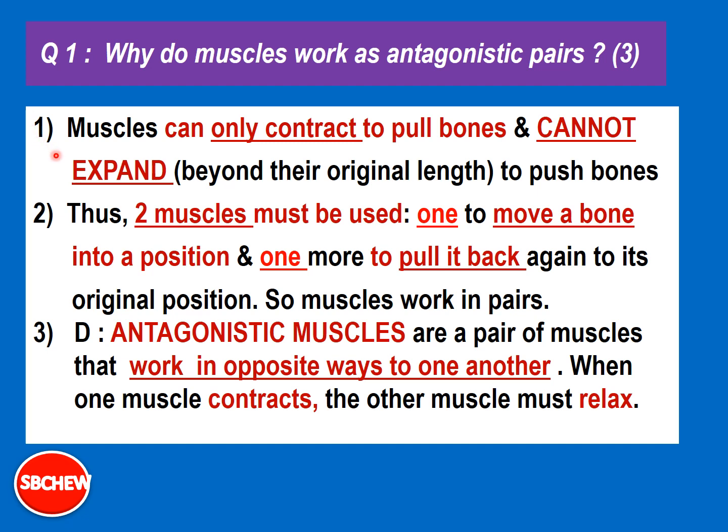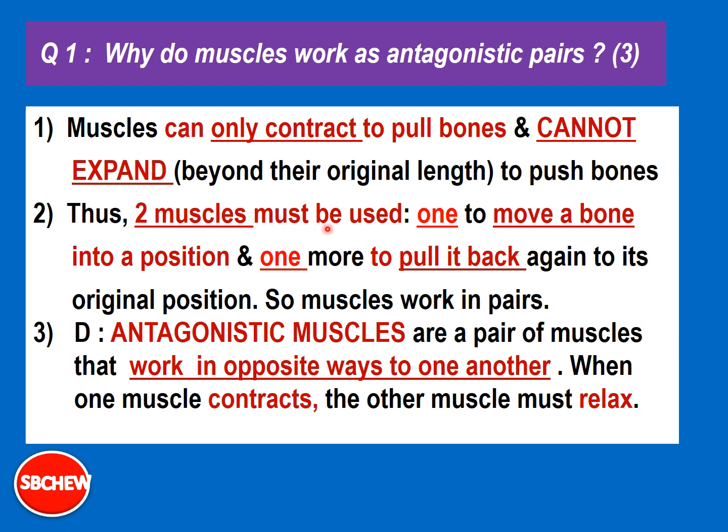Let me give you an example. Let's say a muscle is 4 cm at rest. So when it contracts, it becomes 2 cm, let's say. Okay? But after that, it will just relax back to its original length, which is 4 cm. It cannot push the bones by extending the muscle to 6 cm, let's say. So when they relax, they just go back to their original length, and they won't pull the bones.